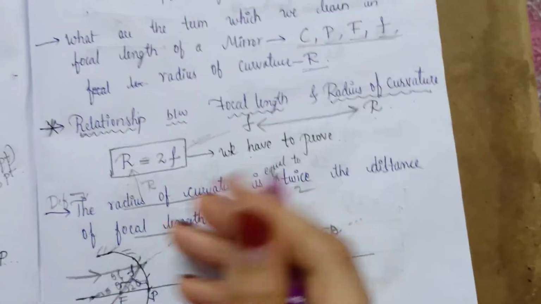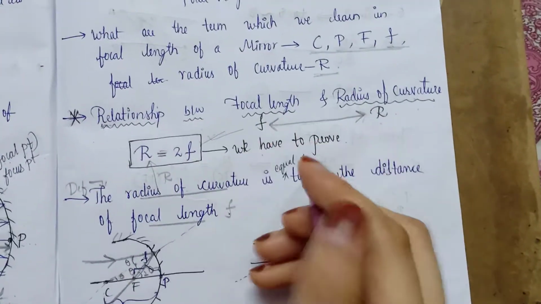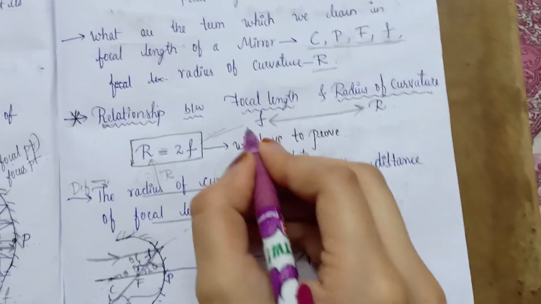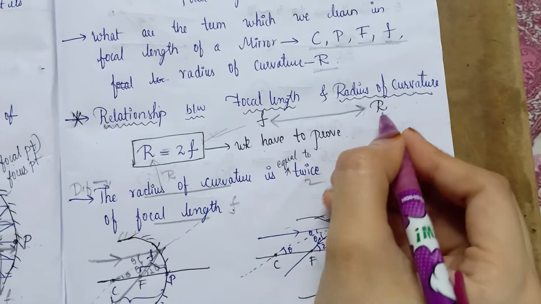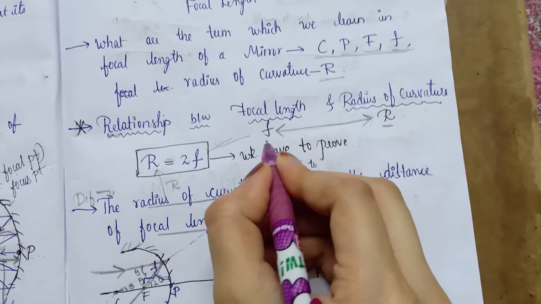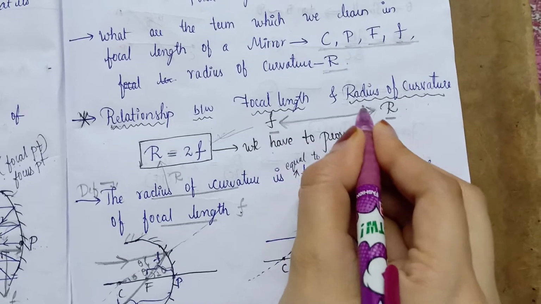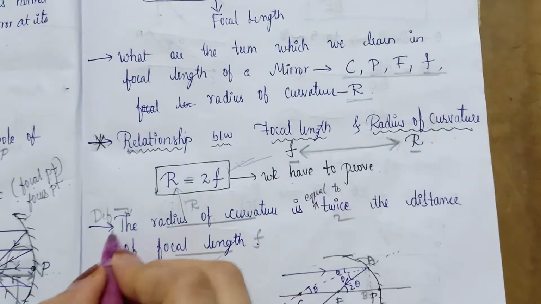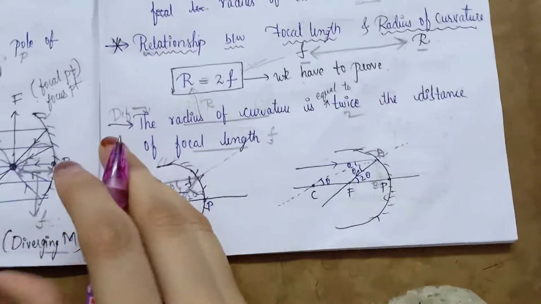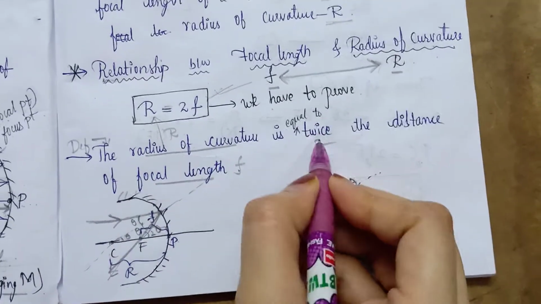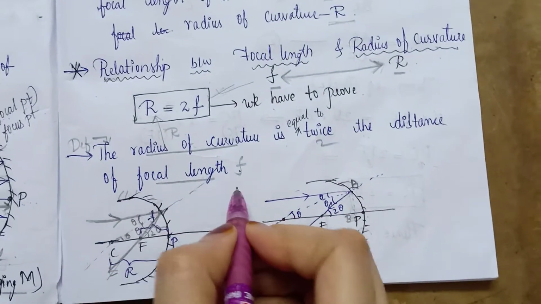The topic itself indicates that there is some relationship between the focal length and the radius of curvature. Focal length is small f, radius of curvature is capital R, and the topic itself indicates that there is a relationship between both of these. First of all, let us see the definition of this relationship, that is, the radius of curvature is equal to twice the distance of focal length.